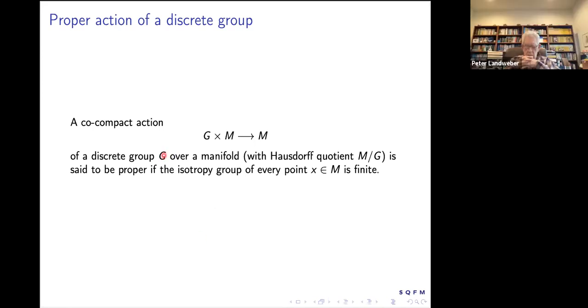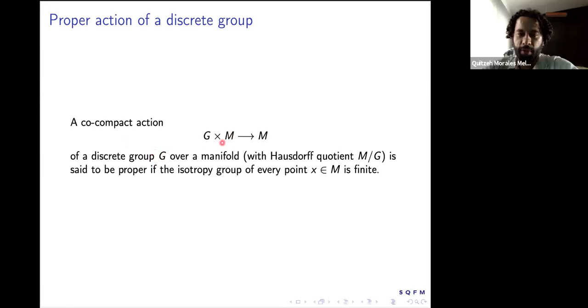So it's a discrete group, and we have a co-compact action. And if the quotient is Hausdorff, then the action is proper when the isotropy group of every point is finite. So that's the definition I am using.